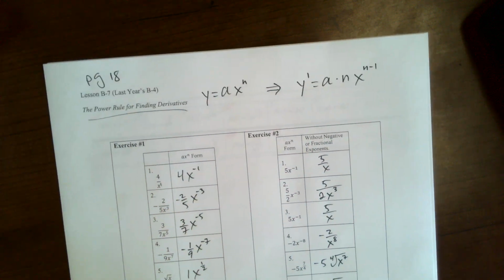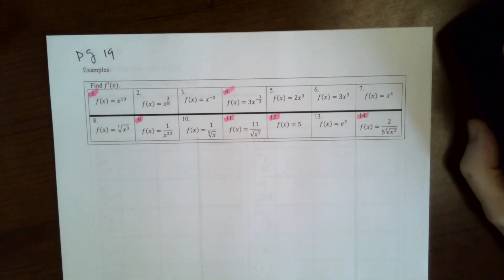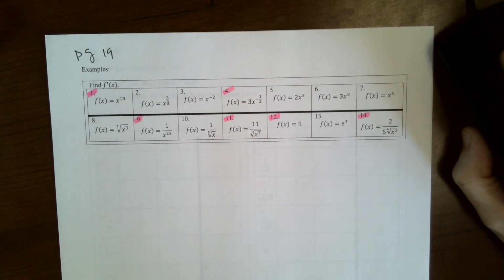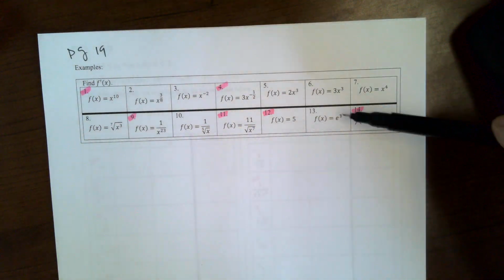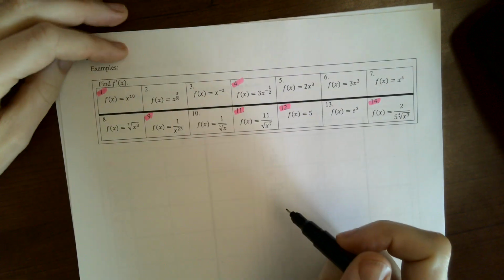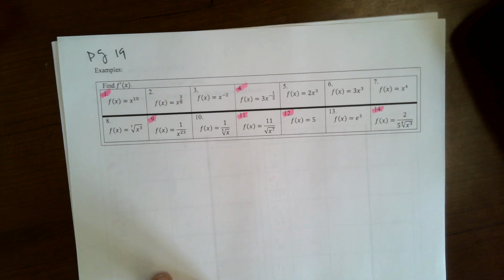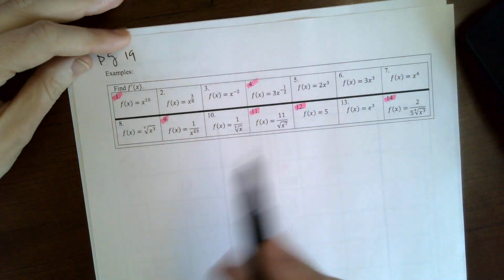Okay, so moving to this page, page 19, we won't do all of these. We'll just do the ones that I highlighted here. Above this bold line, our terms are already in the form ax to the n, and then below we're going to have to convert first. Okay, and guys, if something is in the ax to the n form, it is a one-step derivative. Okay, its derivative is just one step. So all of these are just going to be one step.